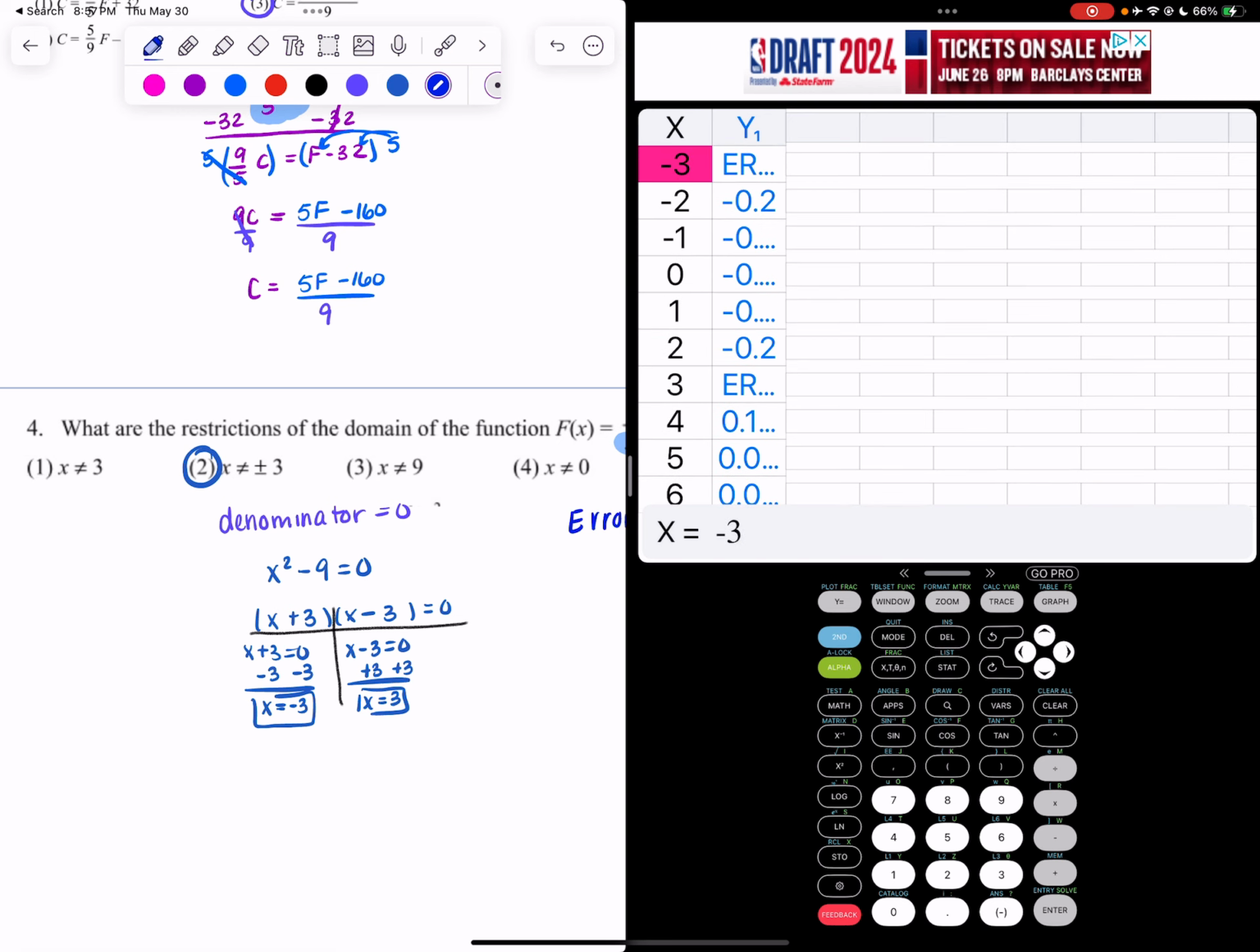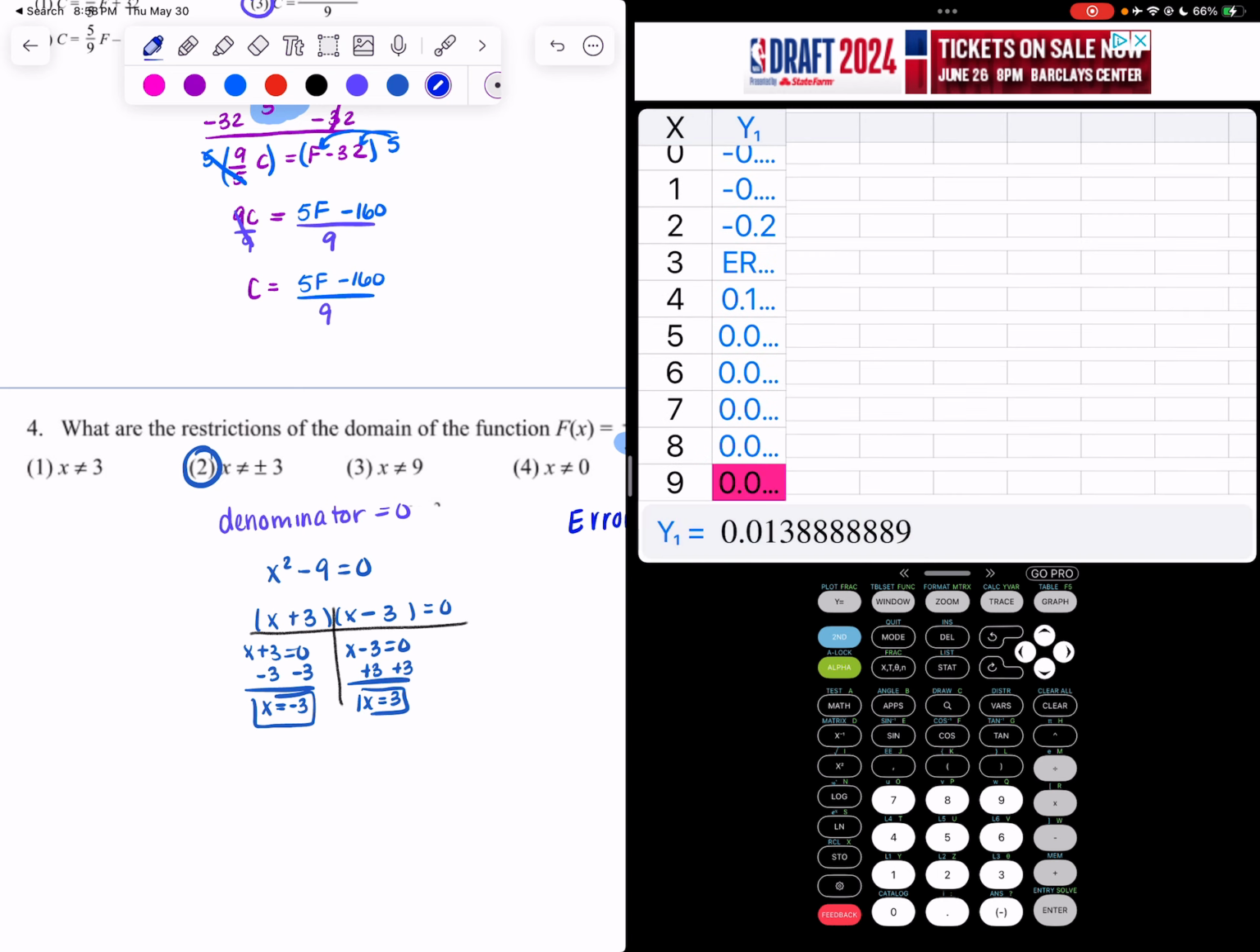So if you look at choice 1, that says x equals 3, so you might circle that right away. But the thing is, there's another error, so you have to check your other answer choices. Like if I look at choice 3, it says x equals 9. That's not an error. And if I look at 0 for choice 4, that's also not an error. So it has to be choice number 2.